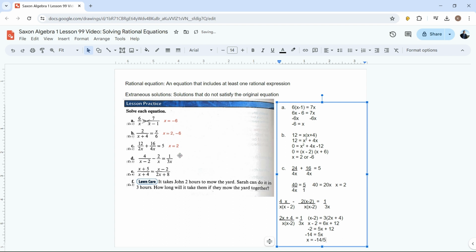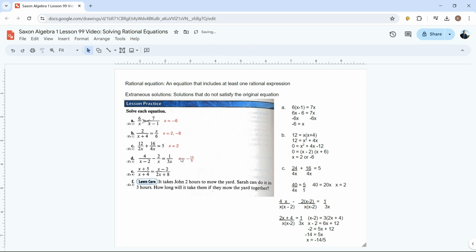Now that seems like an odd answer. Let me just make sure I got that right. Negative 14 over 5. I'm fairly certain that if I plug in negative 14 over 5 for any of these x's on the bottom, it's not going to make anything 0. So for letter D, this is the correct answer.